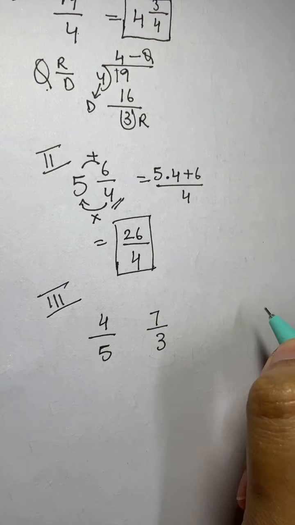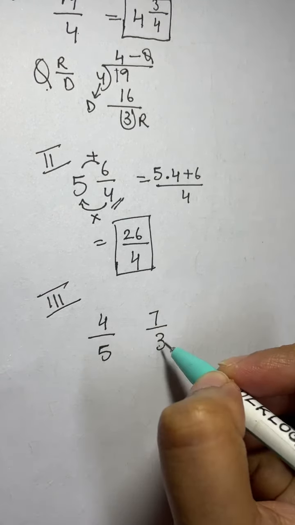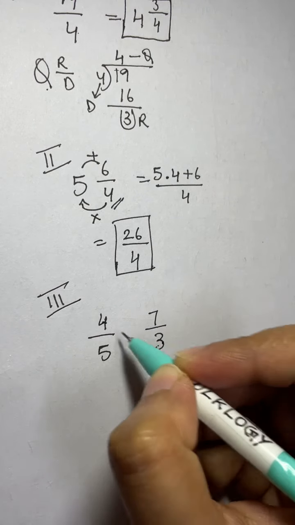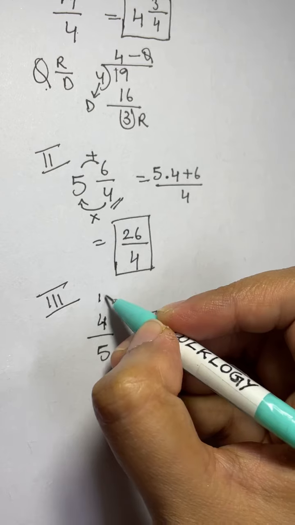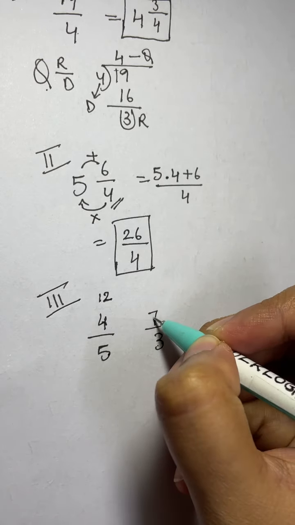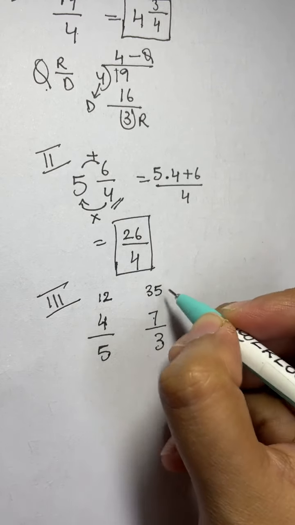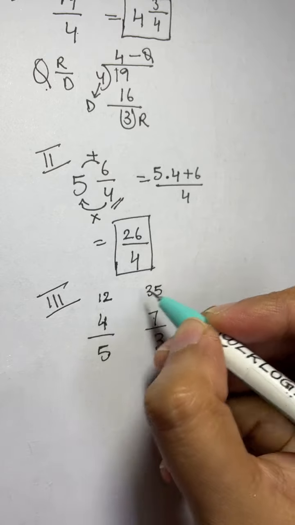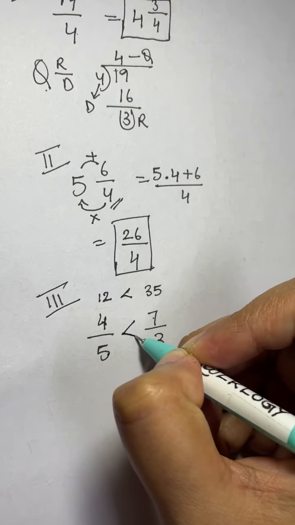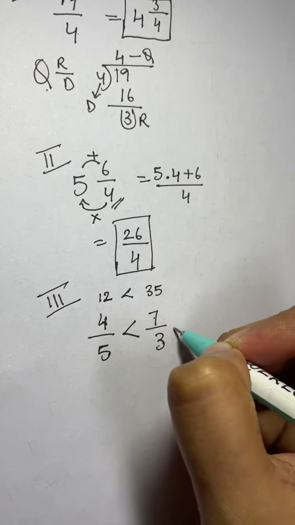You could draw it pictorially, but there's no need to do all those things. You just have to cross multiply. 4, the top number of this one, times the bottom number of the second one: 4 times 3 is 12. Write it on top of the first fraction. Then multiply 5 times 7, which is 35, and write it here. Which number is greater, 12 or 35? 35. So this is the fraction which is greater. 7/3 is greater than 4/5.